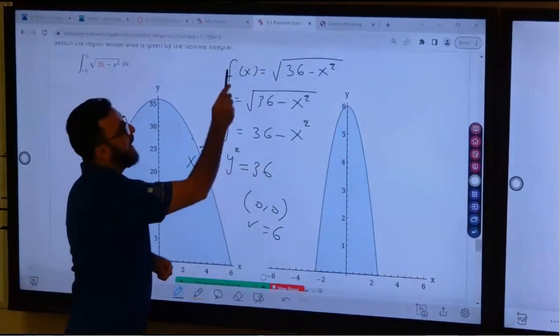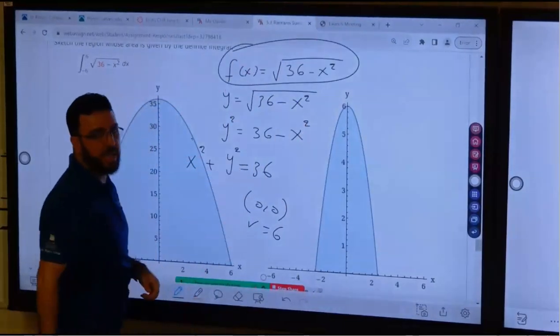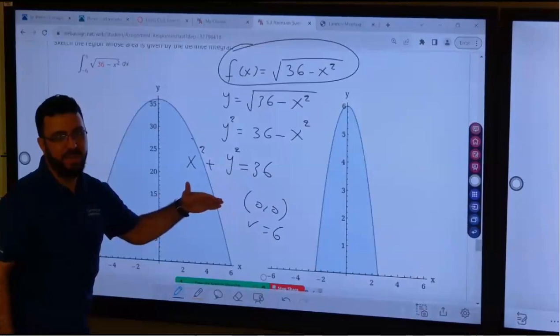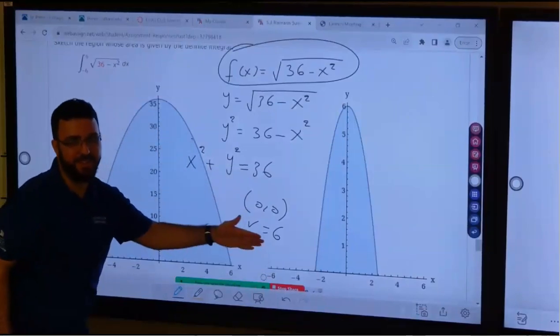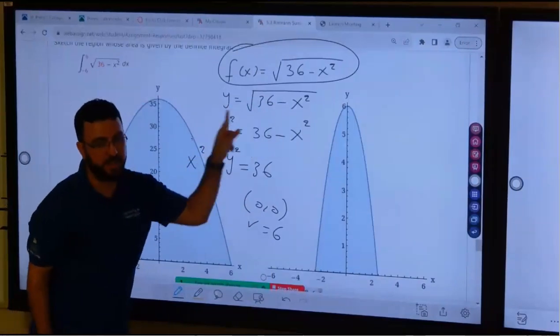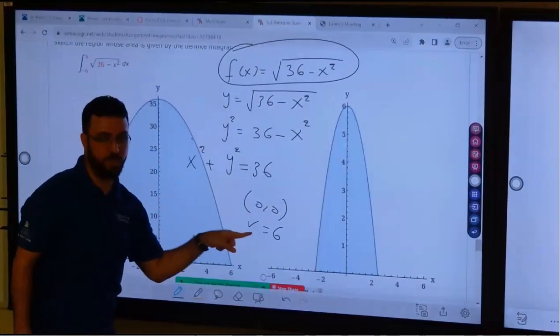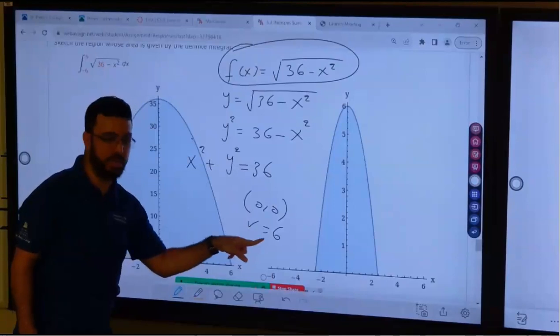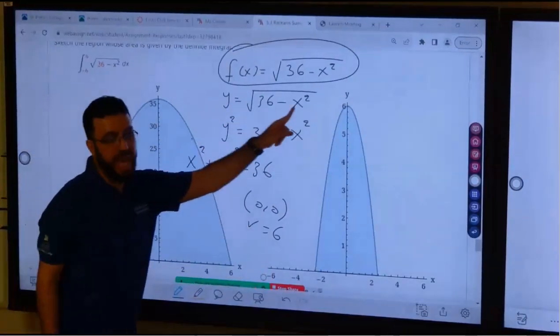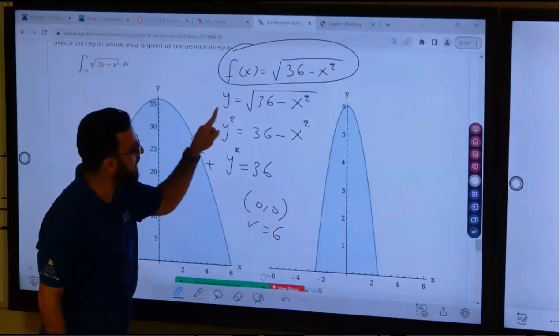What about if I have square root? What does that mean? I have half circle. So this function is half circle because this is the circle with center 0, 0 and radius equals 6. So my graph should be what? Should be half circle because I have only y equal.